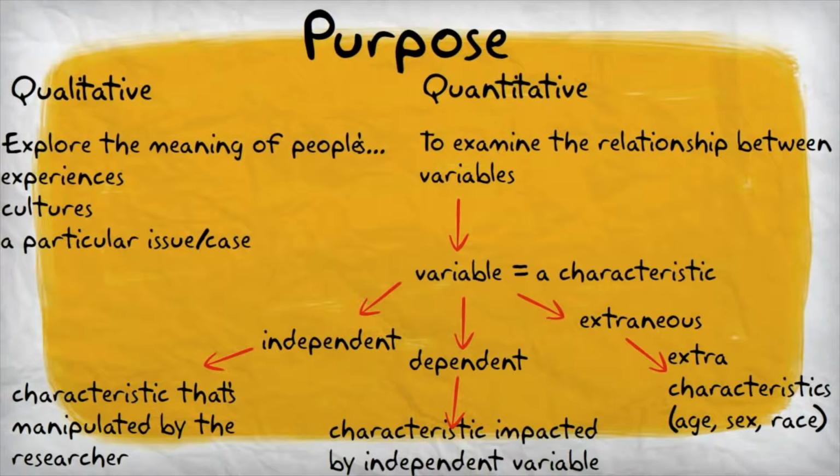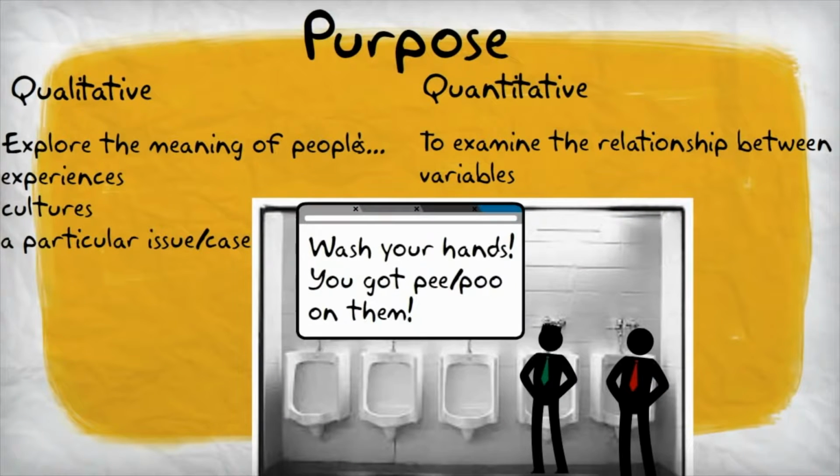So let's say a researcher makes a poster that says, "Hey, you probably got some of you or other people's pee or poop on your hands, so wash your hands." The researcher puts up that poster in one bathroom and doesn't put it in another bathroom. Then the researcher watches to see if more people wash their hands after peeing or pooping who were exposed to the poster compared to those who were not exposed to the poster. It turns out that more people washed their hands who went to the bathroom where the poster was.